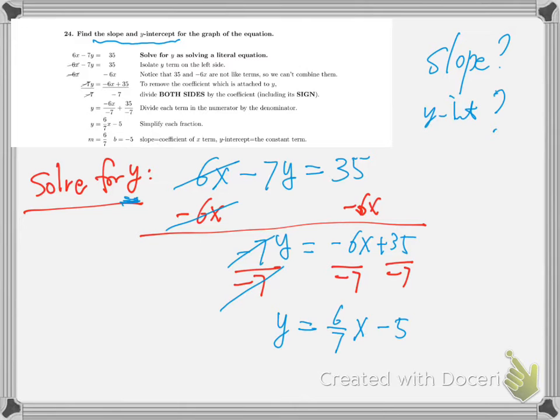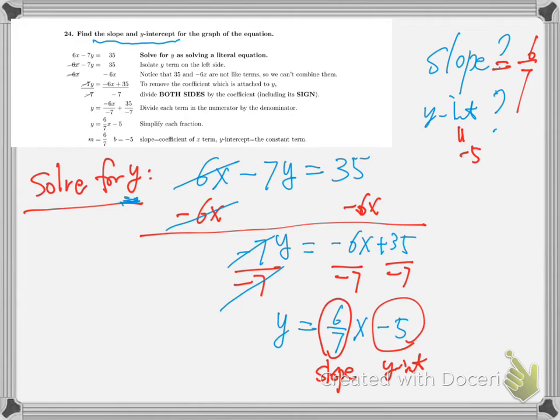So now we got the answer for the line. Because of the meaning of these two numbers on the right hand side: this is the slope, and this is the y-intercept. So the slope is 6 over 7 and the y-intercept is negative 5. So solving the linear equation and finding the slope and y-intercept are the same. Let's try another example.